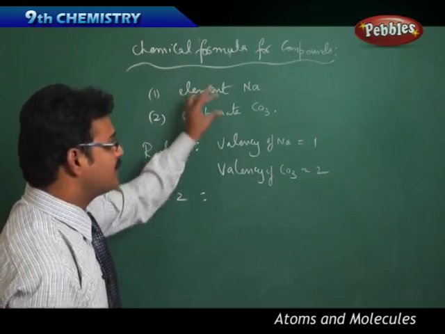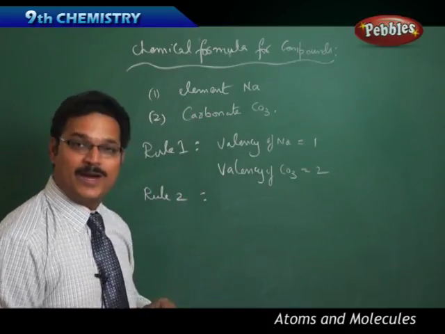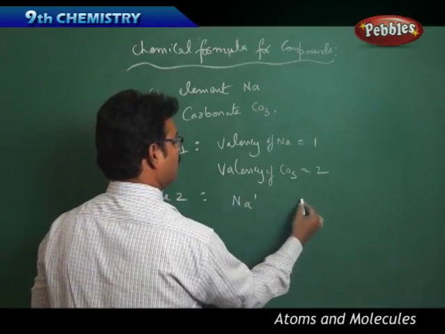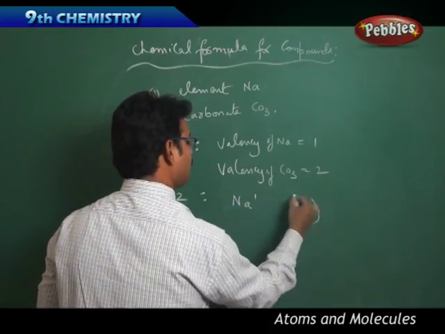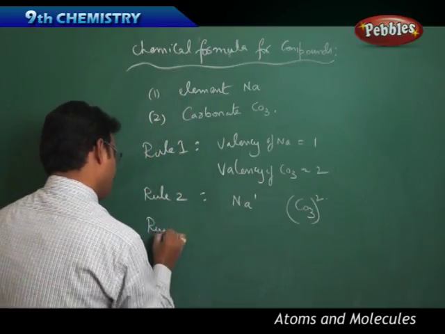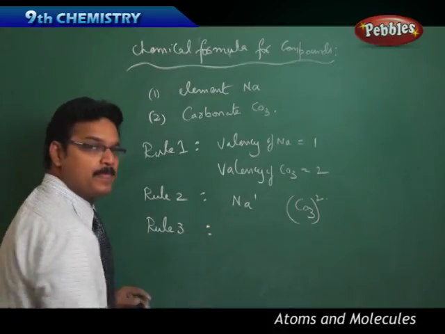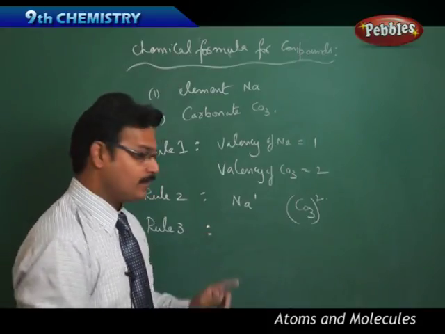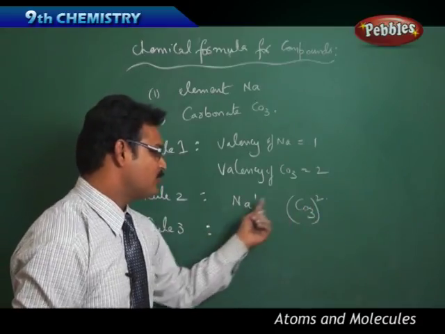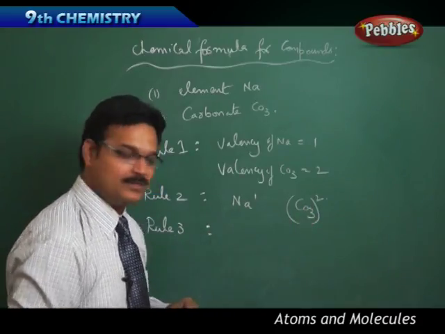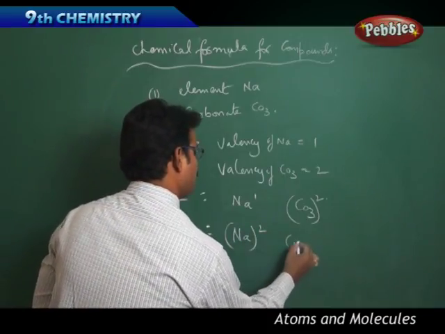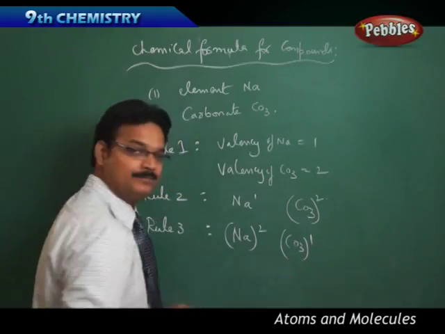Write down those elements with those valencies. Okay, I'm writing like this: Na1, the first one, and CO3, 2. Now rule number 3. When you combine them, interchange the valencies. This valency goes to sodium, this valency goes to carbonate. So it comes like this: Na, the valency is this one, carbonate valency is that one.